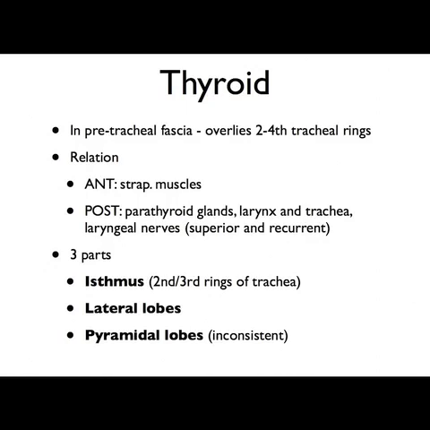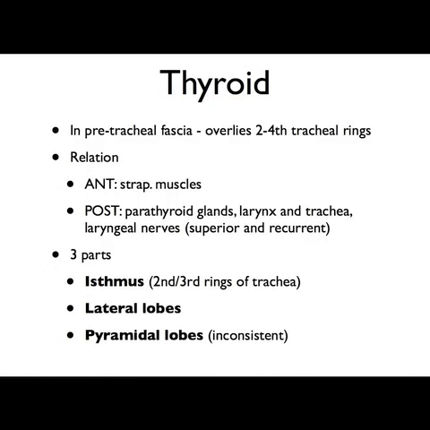Posteriorly, you'll find the parathyroid glands, larynx and trachea, and of course the laryngeal nerves. It's important to remember the recurrent laryngeal nerve, but one that people often miss out mentioning is the superior laryngeal nerve, which is also found posteriorly to the thyroid.